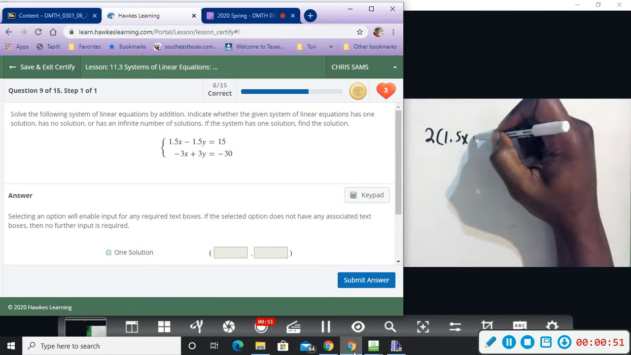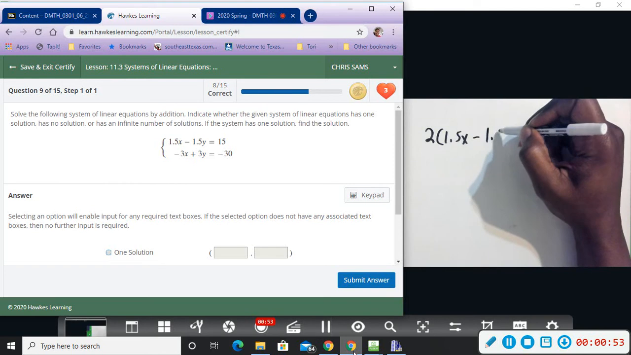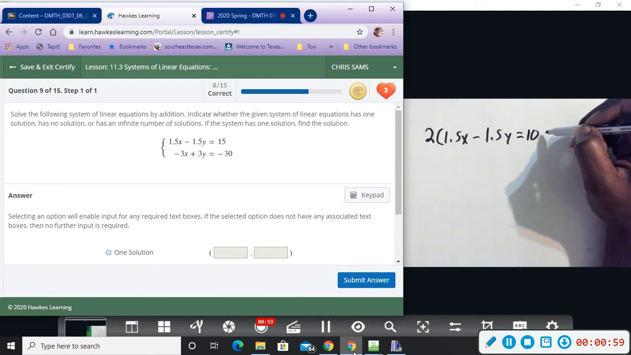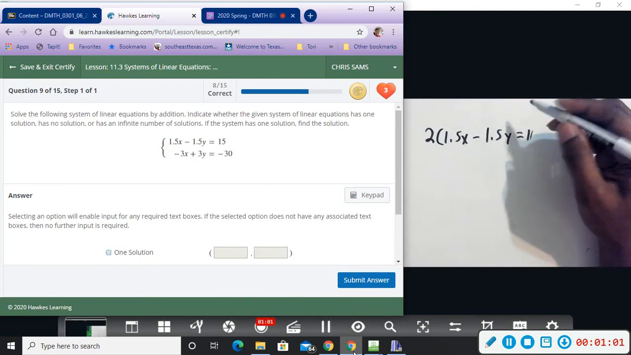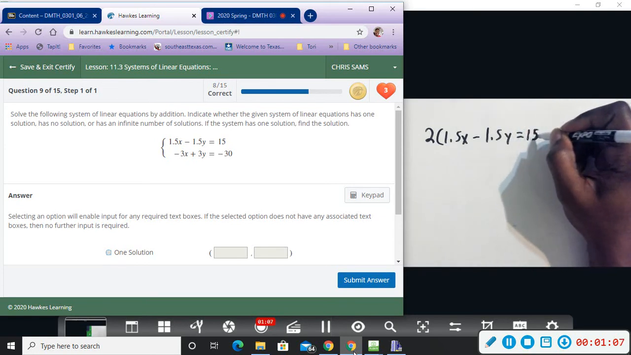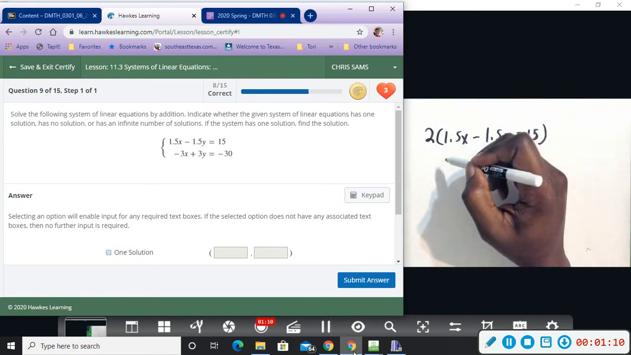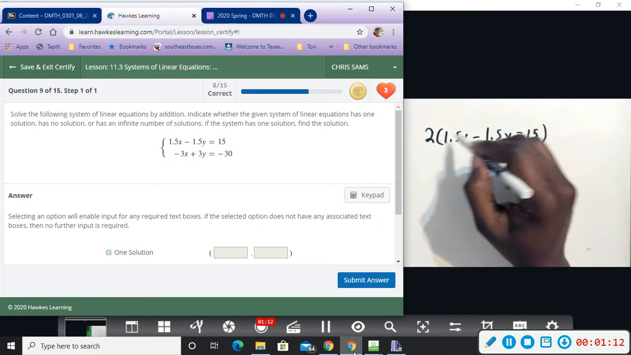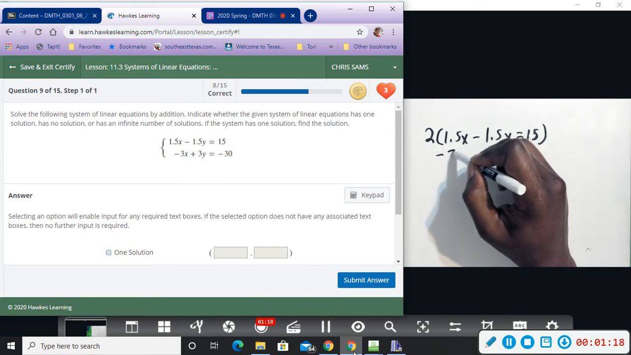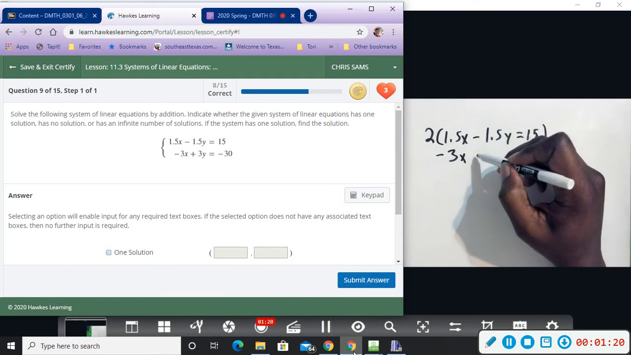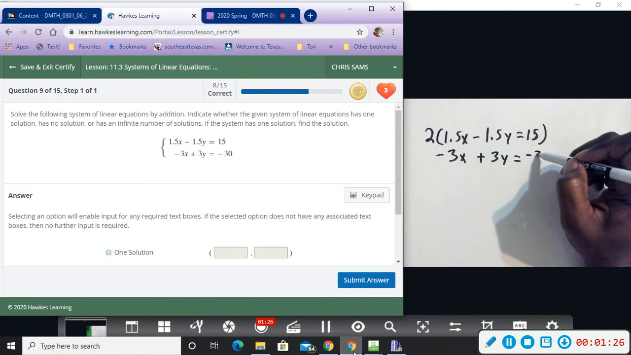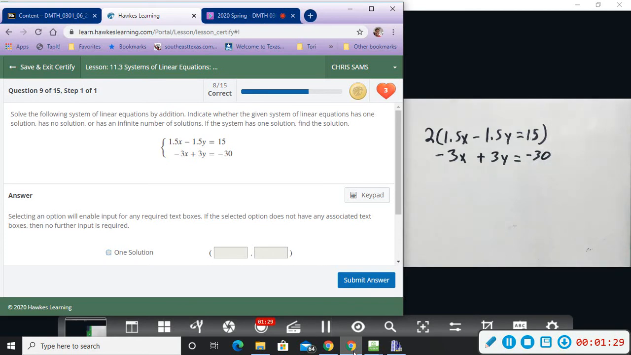1.5x minus 1.5y equals 15. I'm going to multiply this whole equation times 2. And then doing that, I'm going to leave the second equation alone: negative 3x plus 3y equals negative 30.